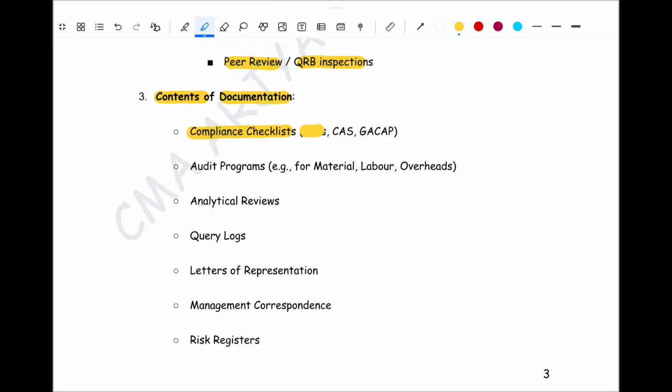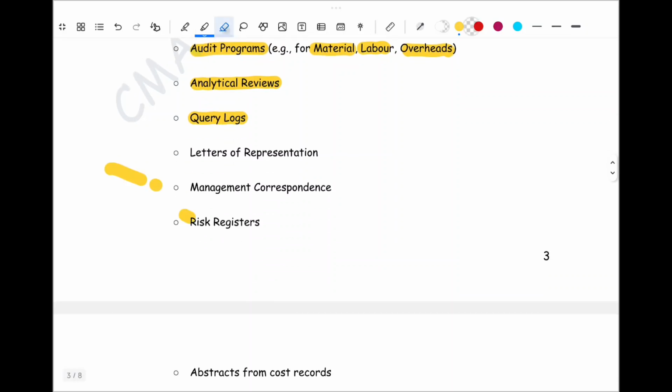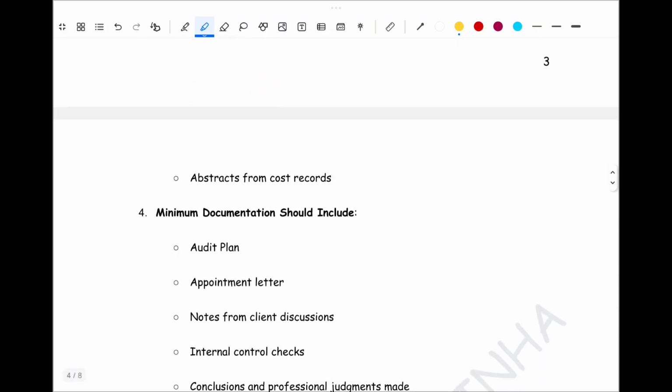Compliance checklists like laws, cost accounting standards, generally accepted accounting principles, and audit programs, like for materials, what are the programs that are scheduled for labor, for overheads, one by one. Analytical review is also documented. Query logs are also documented. Letters of representation are also documented. Management correspondence is also documented. Risk register is also documented. Next, an abstract from the cost record is also required to be documented, right?